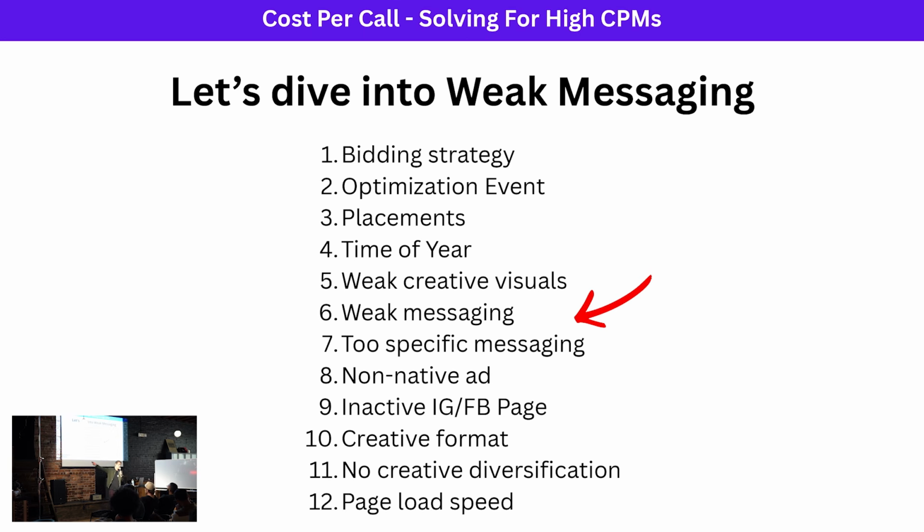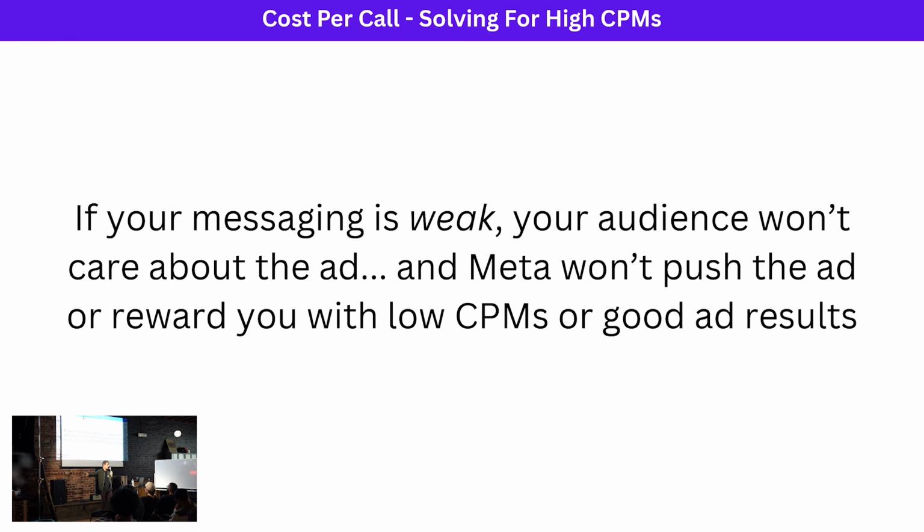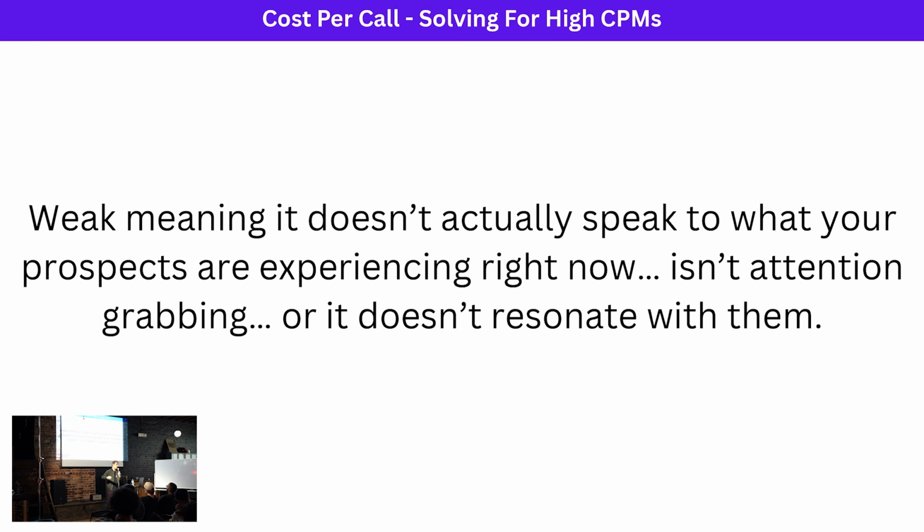So next is weak messaging. If your messaging is weak, your audience won't care about the ad, and Meta won't push it or reward you with low CPMs or ad results. So weak messaging basically is this: it doesn't actually speak to your prospects, what they're experiencing right now. It's not attention grabbing. It doesn't resonate with them.